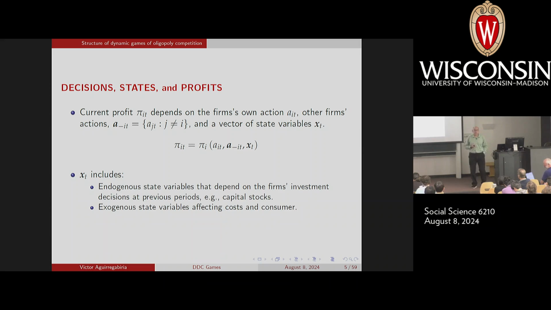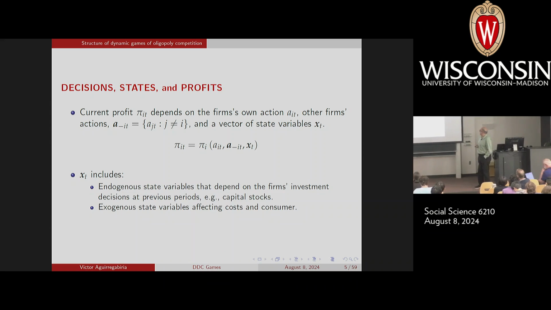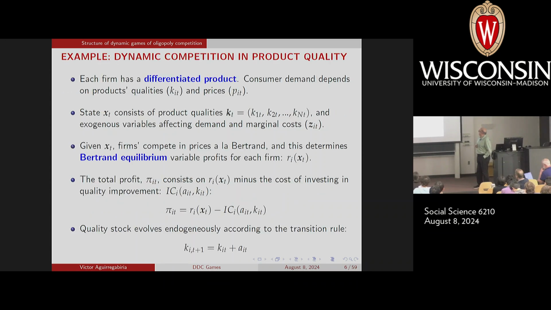X_t is the vector of state variables. We have endogenous state variables that evolve according to a Markov process that depend on the choice of the individual. And X contains also, or may contain at least, exogenous state variables that follow a Markov process that do not depend on the action of the players.